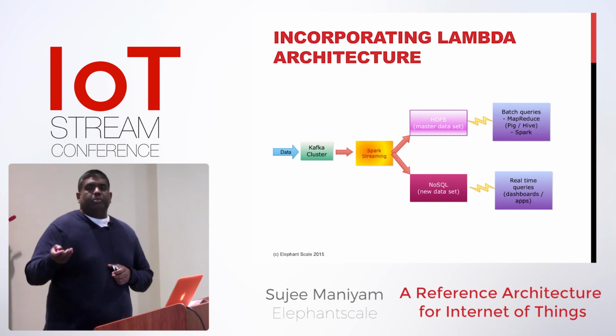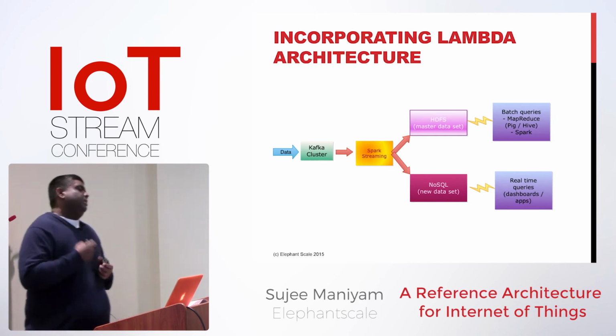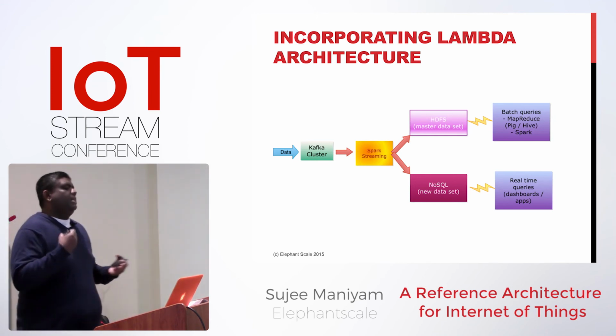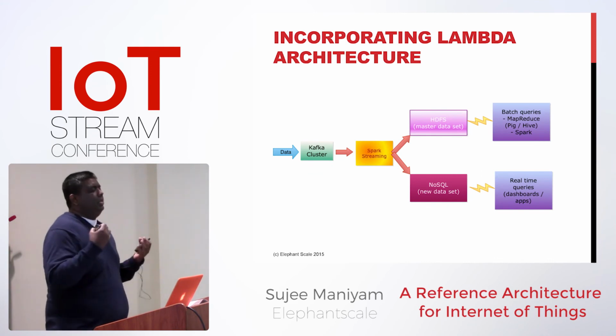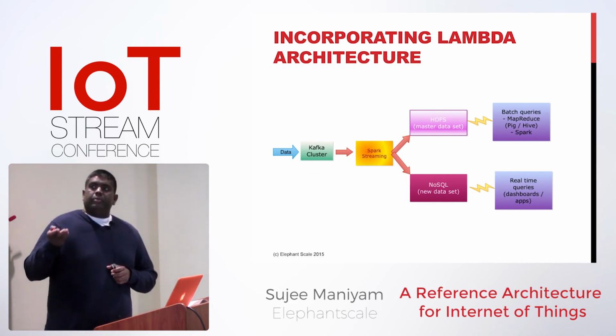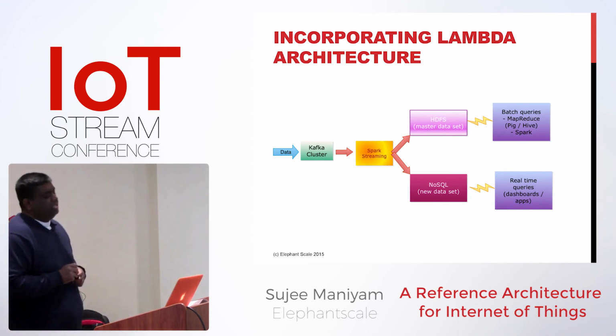In NoSQL, you could set up a policy like, my NoSQL stores only the latest data, say last 3 months' worth of data, last 6 months' worth of data, whatever our policy is. And you can see queries. Our batch queries are going here. Our real-time queries are going here. So basically, this is our Lambda architecture.